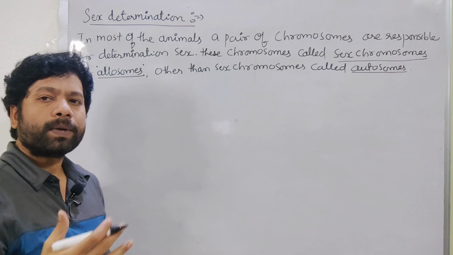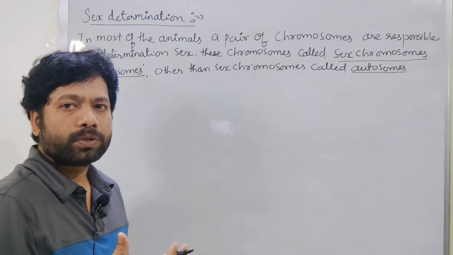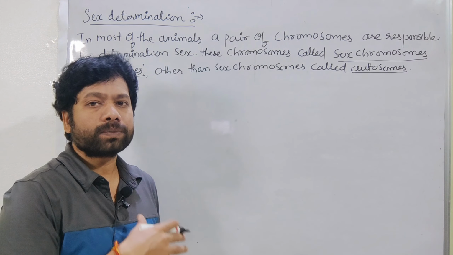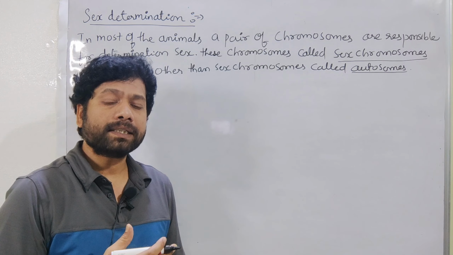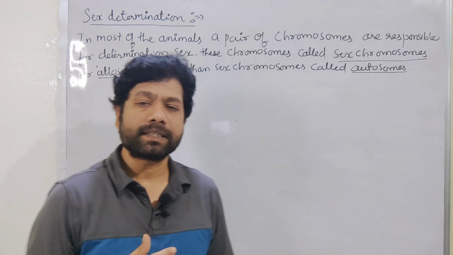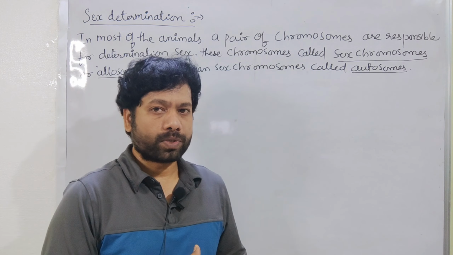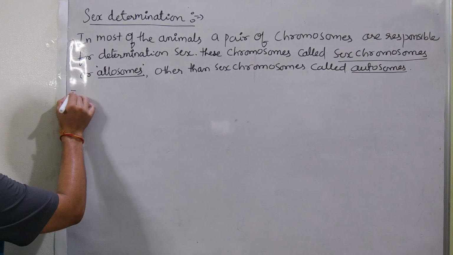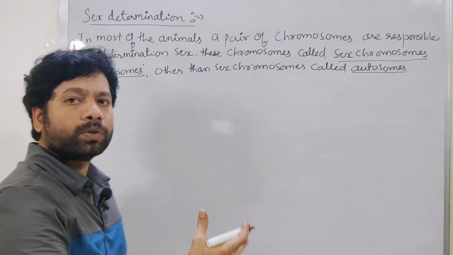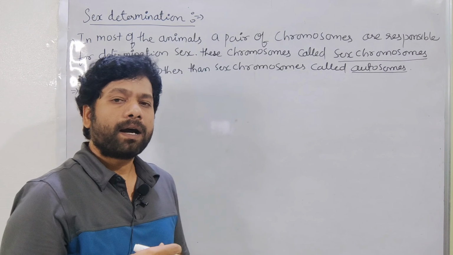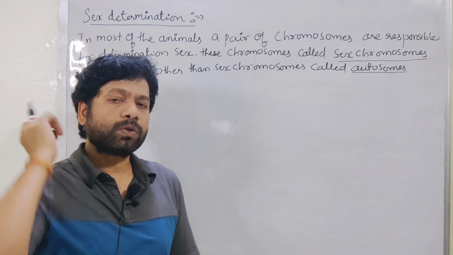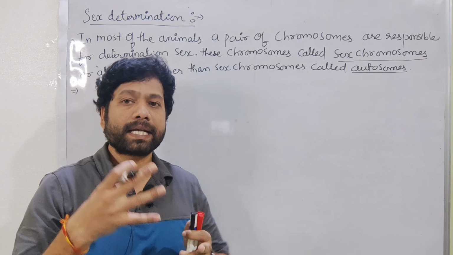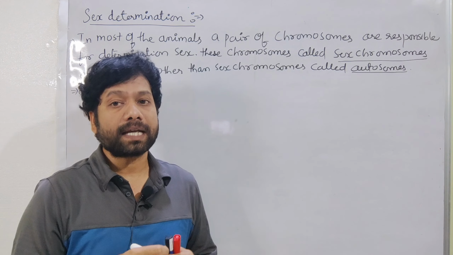So one pair of the sex chromosomes is involved in the determination of the sex, and that chromosome is called a sex chromosome. Other than the sex chromosome is considered as autosomes. Right. Next, how can we divide sex chromosomes and autosomes? These are distinctly separated by the experiment conducted by the scientist Henking.